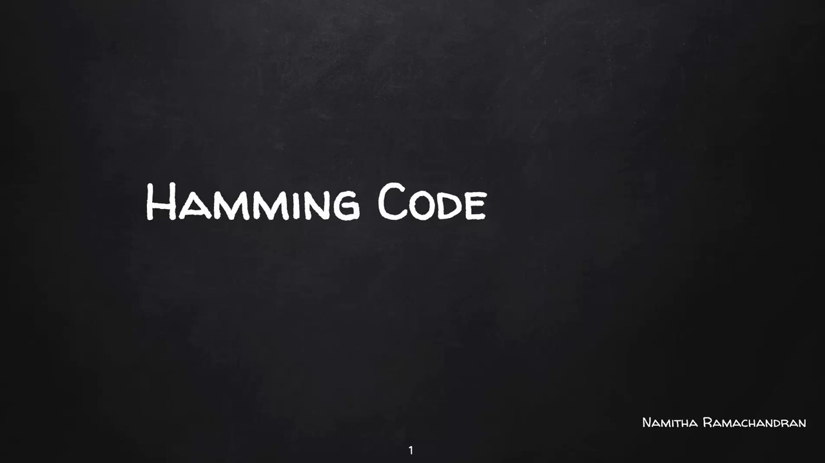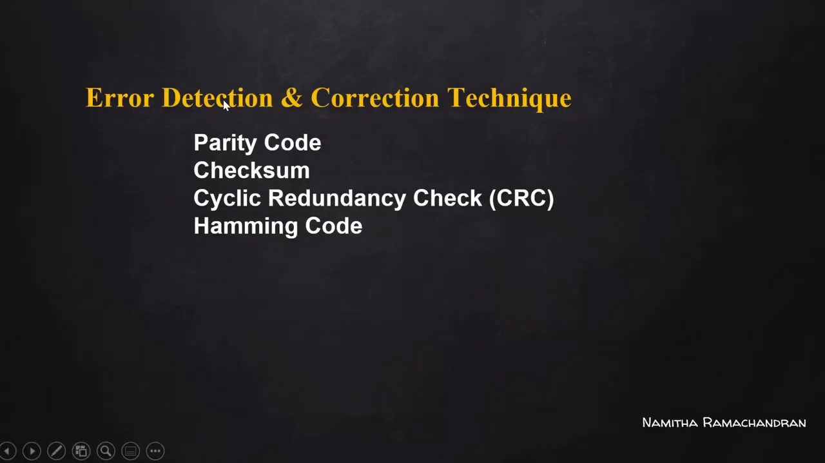Welcome everyone. In this video, we will discuss one error detection and correction technique, that is the Hamming code. In our previous video, we discussed the parity code and checksum. For the explanation of the cyclic redundancy check, we need to know some additional operations that will be explained sometime later in the subject. After that, we can consider the cyclic redundancy check mechanism. So now we can directly move to the Hamming code.